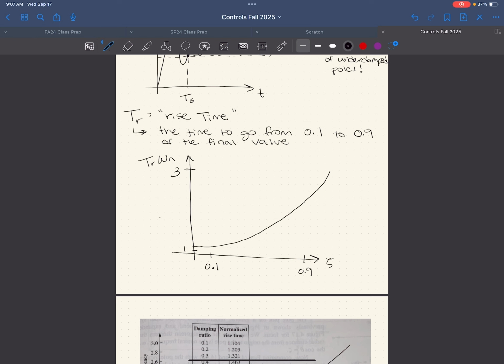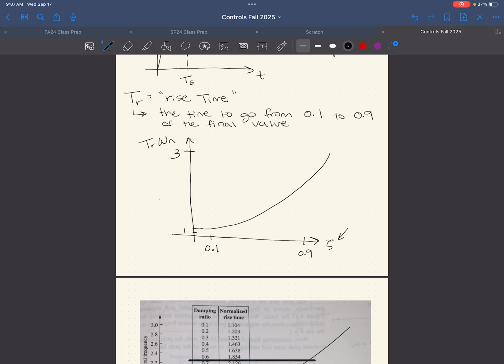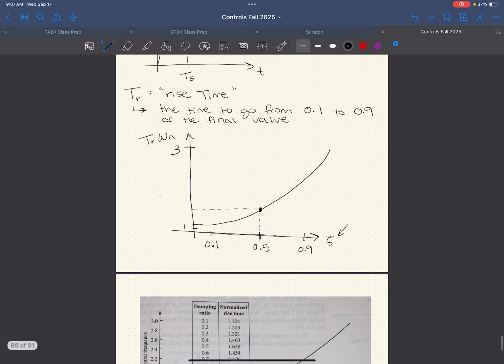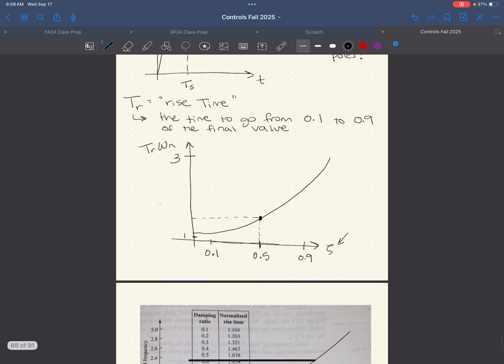So what we do is we find out what is the zeta for our system. What is our zeta value? We find that on the x-axis. Let's say maybe we found that our system has a zeta of 0.5. So I look at where this relationship is for a zeta of 0.5, and that gives me TR times omega n. So let's say maybe this is, I don't know, 1.638.